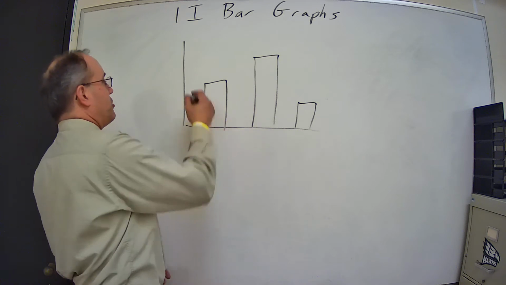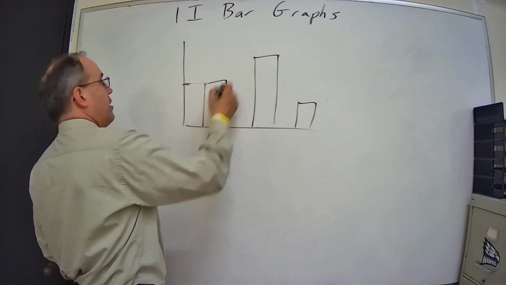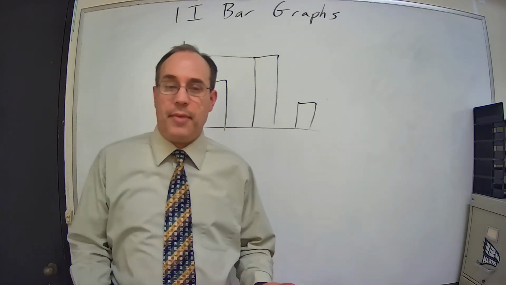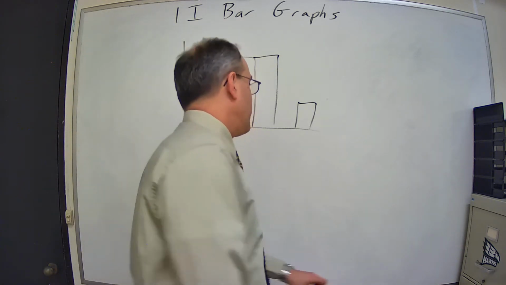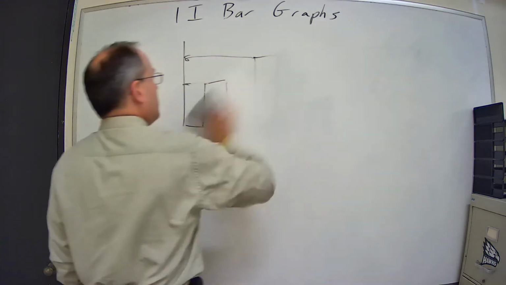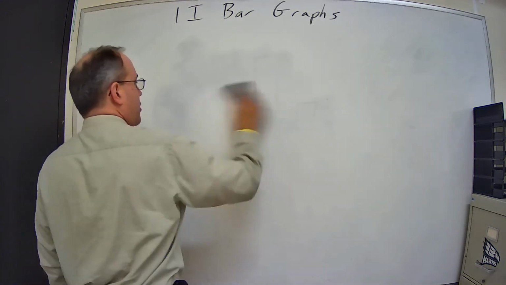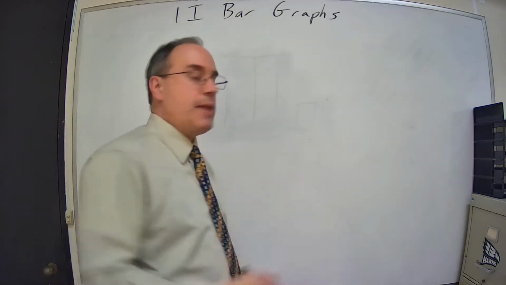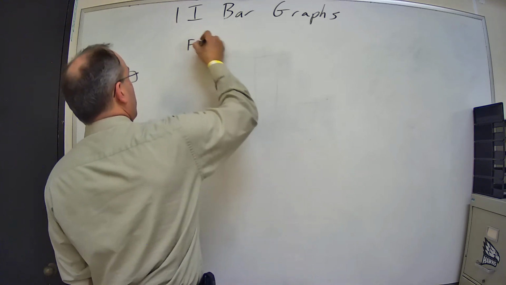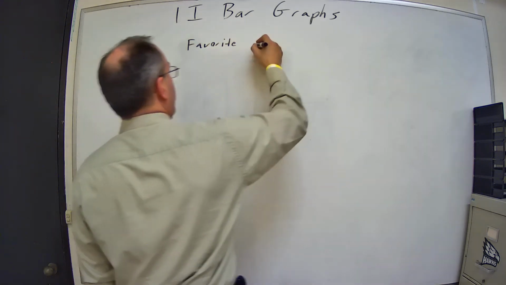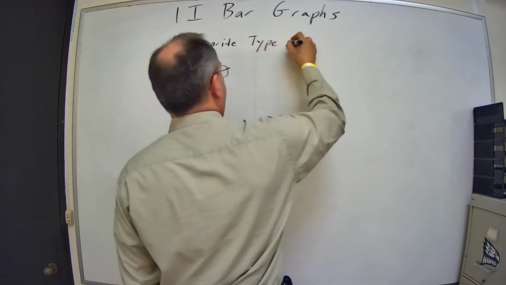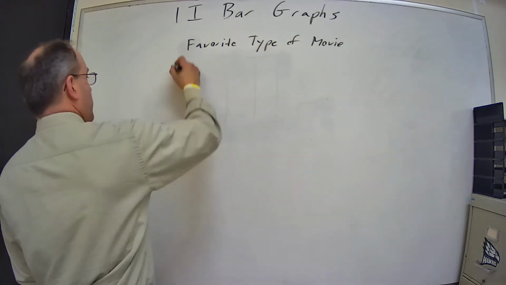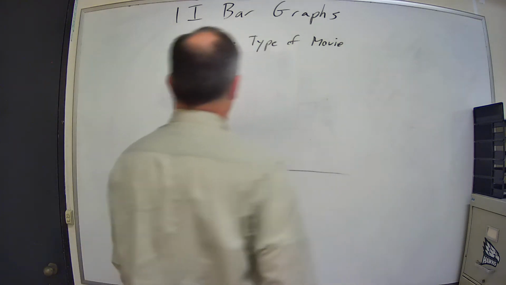It uses these rectangles and then we can compare against that left-hand side to determine what the values are and what they mean. So that's what a bar graph is. Well, let's look at a representation of a bar graph. So I'm going to draw one up here. I'm going to deal with favorite types of movie. So favorite type of movie. So I'm going to put my bar graph in place here.